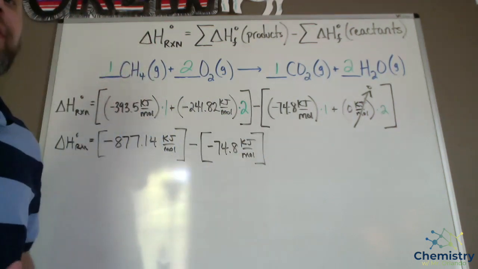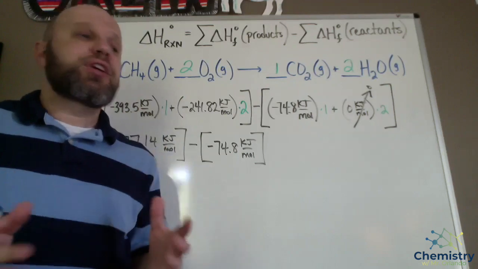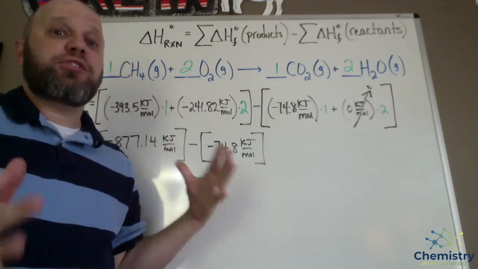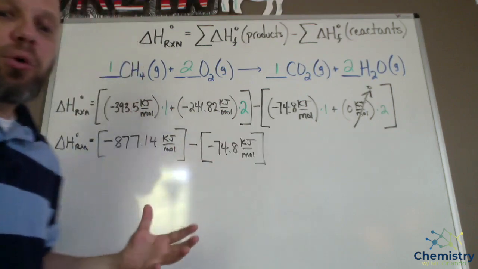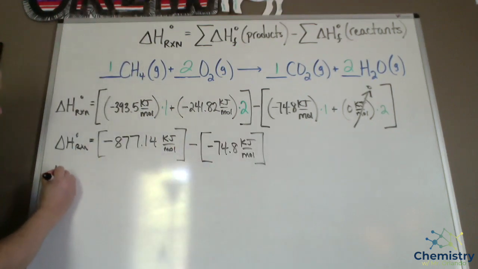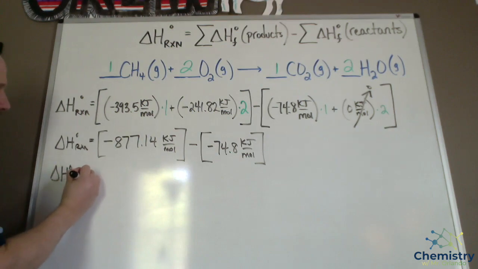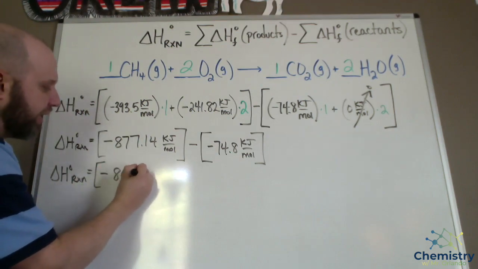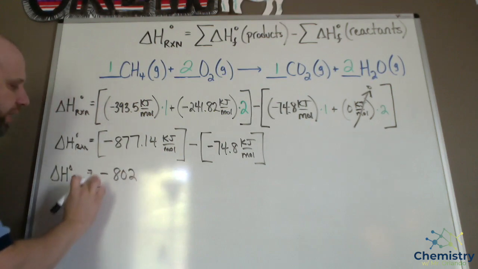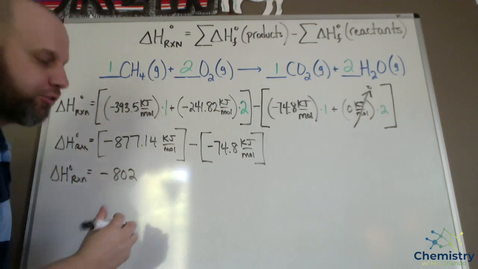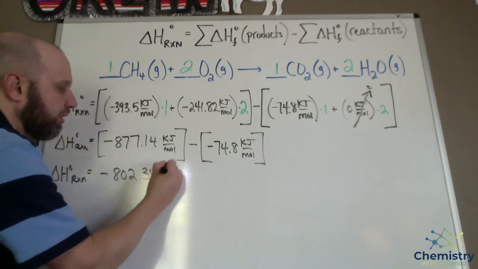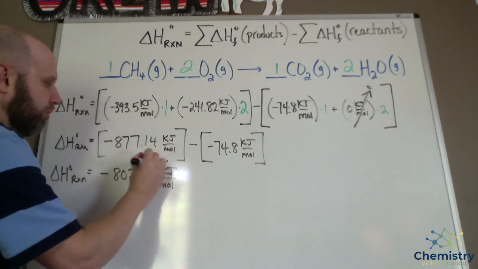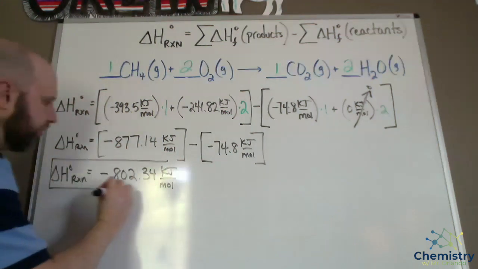Another common mistake is when students forget that we have a double negative going on here. So we're subtracting a negative, so we're actually adding it. So our final answer for the delta H for this reaction is equal to negative 802.34 kilojoules per mole. So here is my final answer.